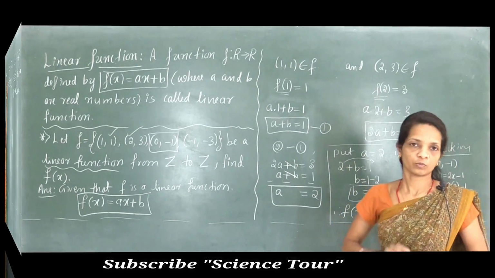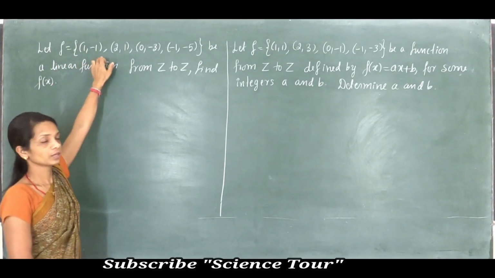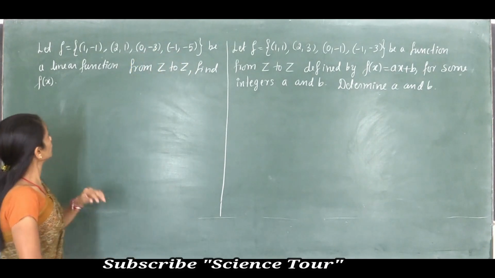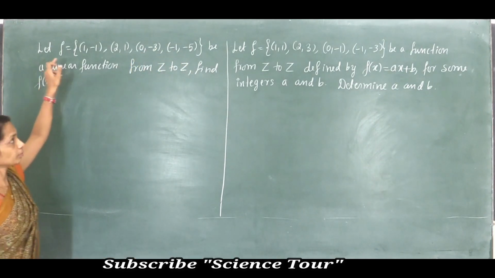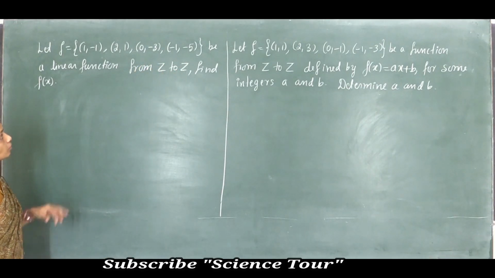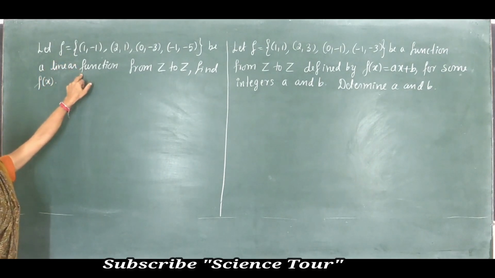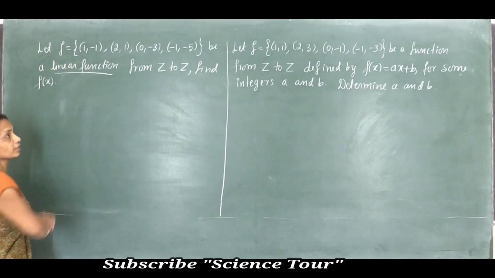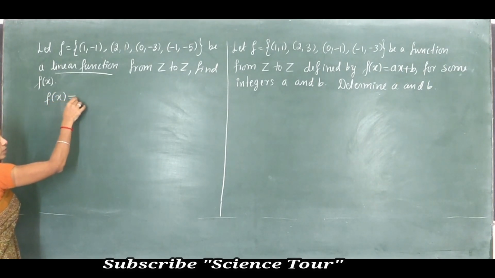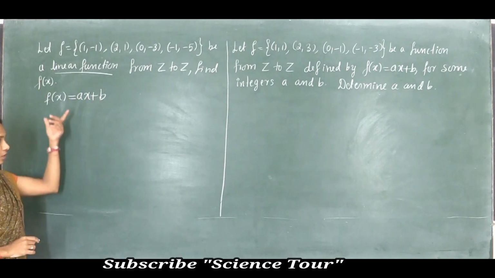Okay, thank you. Set containing ordered pairs (1, minus 1), (2, 1), (0, minus 3), (minus 1, minus 5) be a linear function from Z to Z. Find f of x. Okay, so now also you have the same type of problem. f is a linear function. You are given f is a linear function. So how is f of x? f of x is in the form ax plus b.